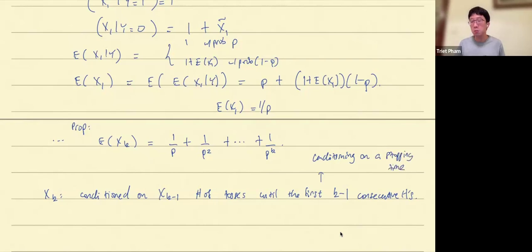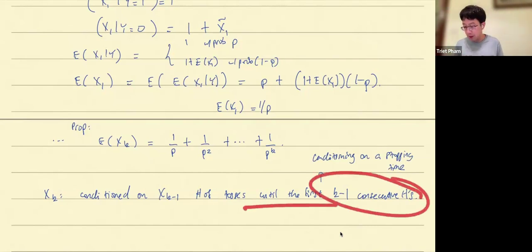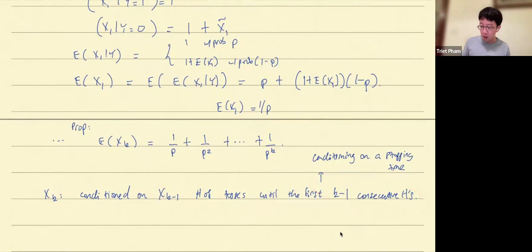What kind of stopping time? The first time that you get k minus 1 consecutive heads. So I'm just pointing out that the nature of chapter 3 is already in terms of stochastic processes, but the technique that we're working on right now is conditioning.